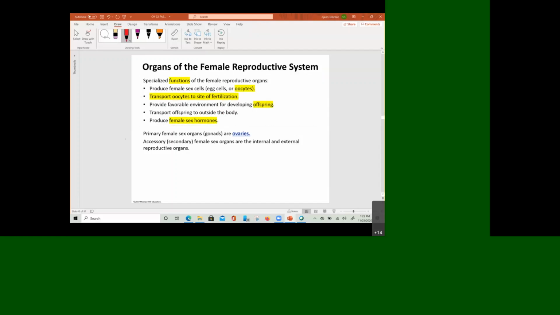Here, just like in the male, we have primary female sex organs and we have accessory or secondary female sex organs. The primary female sex organ, which is the gonad, is the ovaries. The accessory or secondary female sex organs include internal reproductive organs and external reproductive organs.